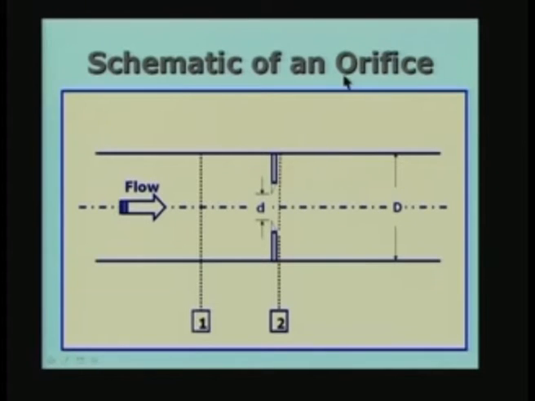So, the schematic of an orifice is simply showing that there is a small area due to an orifice which is introduced in the pipeline, so that the flow accelerates, the pressure changes, we measure the pressure difference, and then we relate it to the volumetric flow rate.